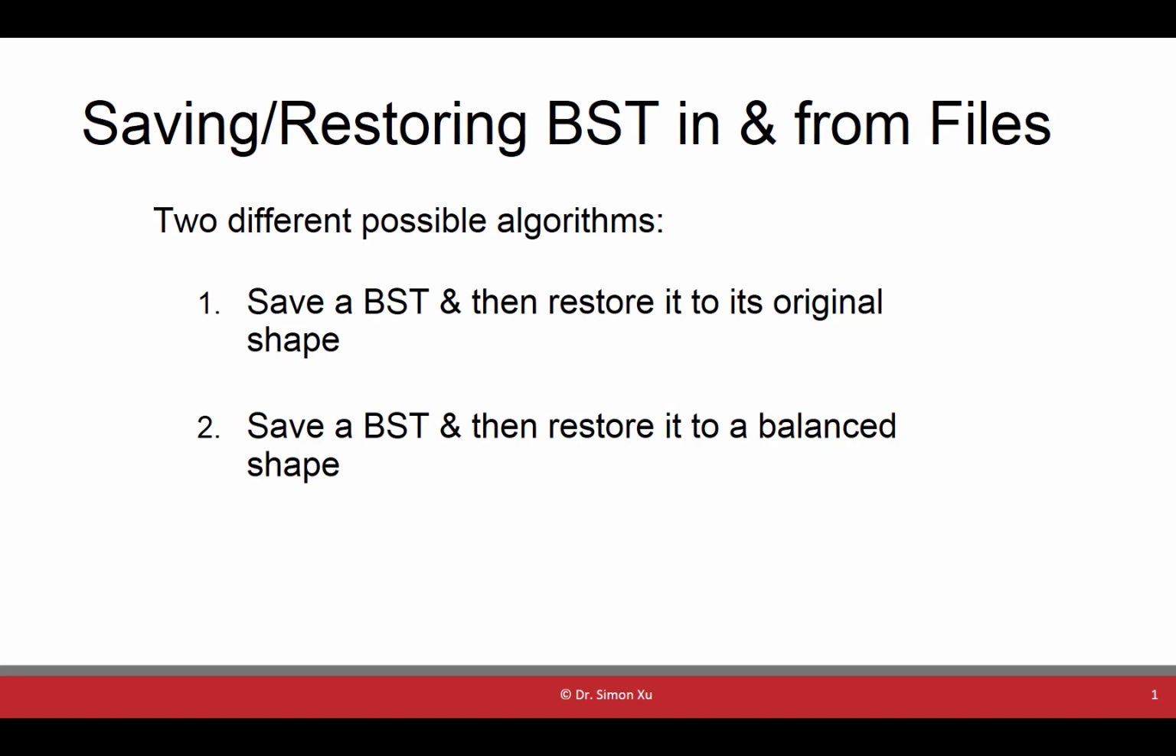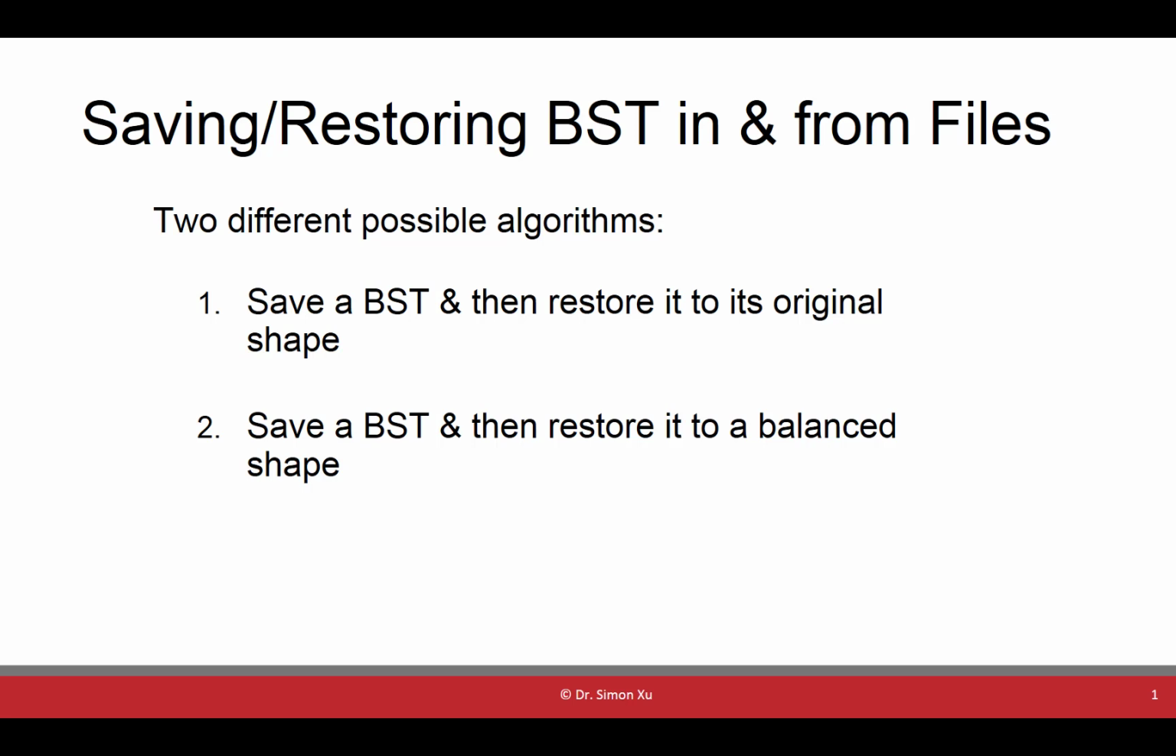In some applications, we get input from keyboard to build a binary search tree in the memory, and then we need to store all the data in the binary search tree into a file, so that the next time when we restart the application, we can rebuild the original binary search tree by reading the data from the file. So how to save a binary search tree and then restore it to the original shape?